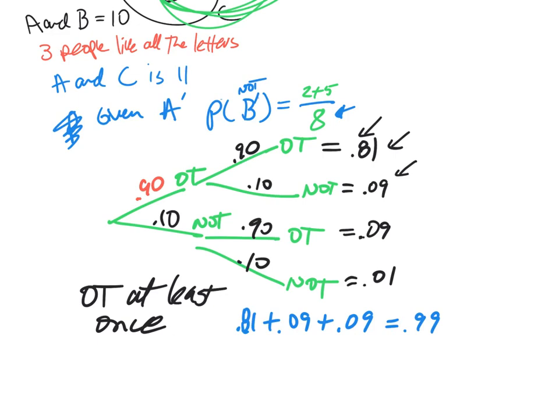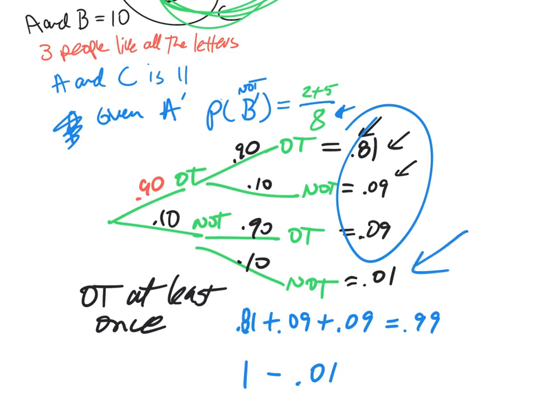Or not on time, not on time. All right, so that's 1 minus the 0.01. So you can either add up these three, or you can just take 1 minus that last one right there. Okay. All right.